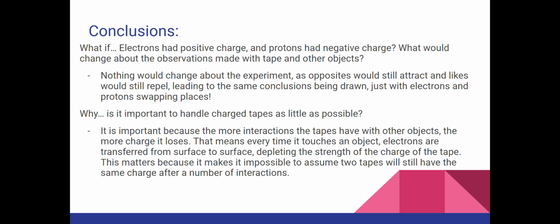This is important because the more interactions the tapes have with other objects, the more charge it loses. That means that every time it touches an object, electrons are transferred from surface to surface, depleting the strength of the charge of the tape. This matters because it makes it impossible to assume two tapes will still have the same charge after a number of interactions with other objects.